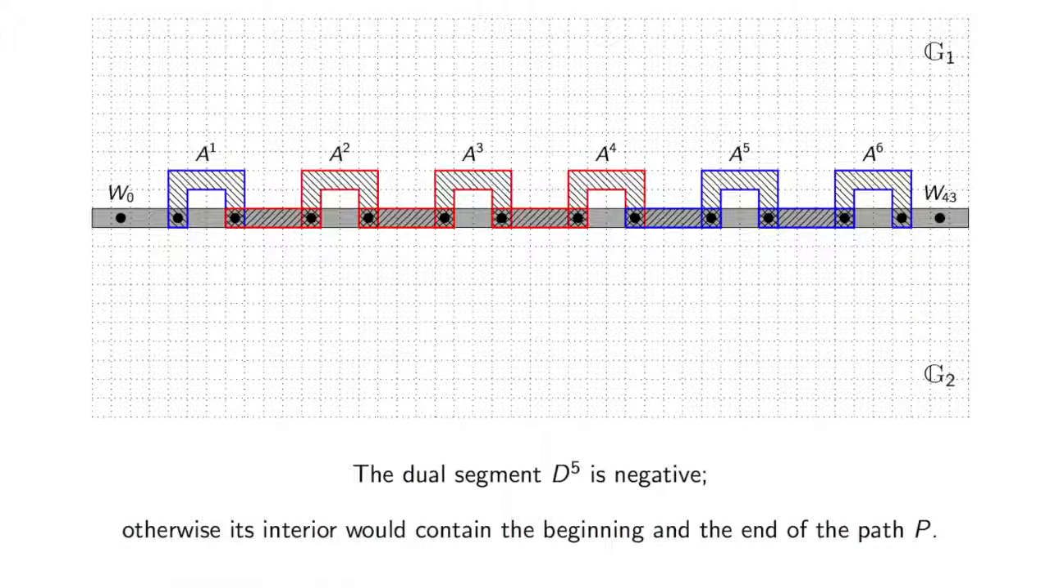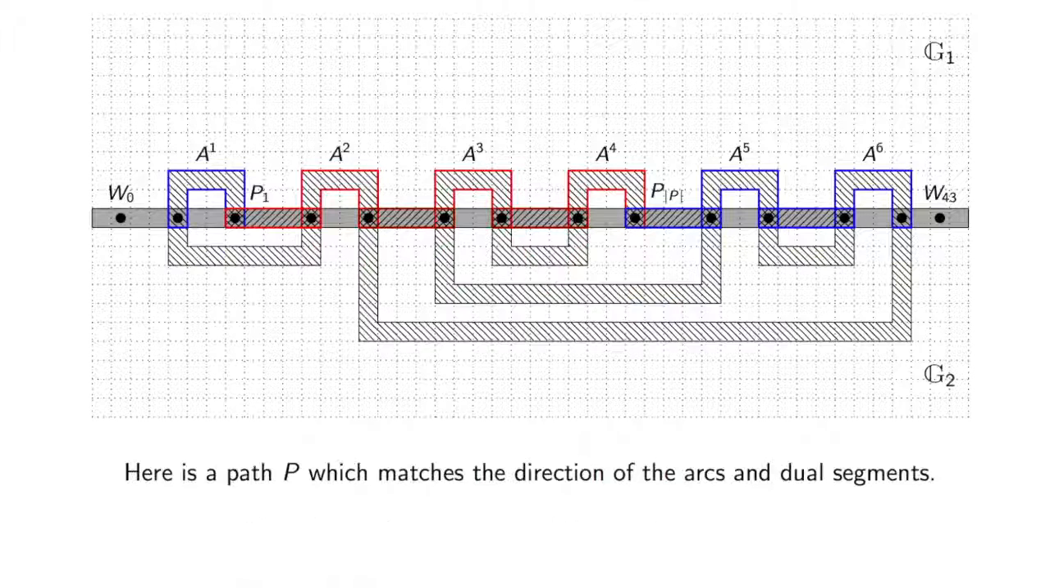Now consider the dual segment D5. This segment is between two negative arcs. Then if D5 is positive, then the beginning and the end of the path P belong to the interior of D5, but the beginning of P is in the interior of D1 and the end of P is in the interior of D4. Then the dual segment D5 is negative.